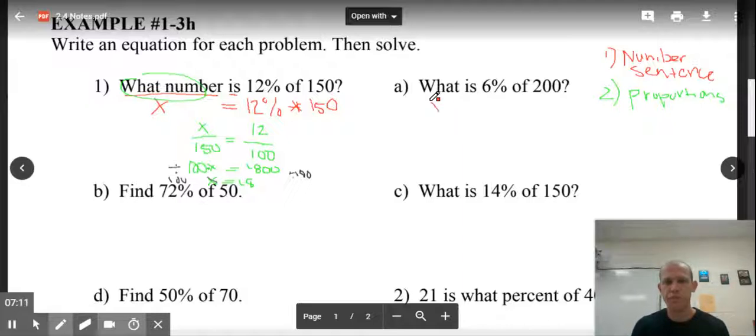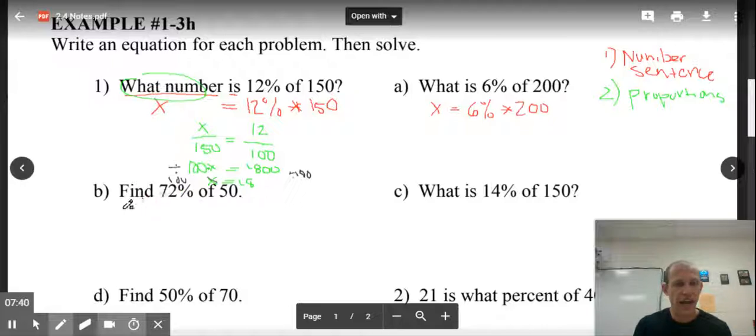So what is 6% of 200? Straightforward. To get x, I just have to do this. Remember, I have to change this into a number, though. I have to change it to the number 6/100ths, or 0.06. I said I was going to do some more of the number sentence stuff.